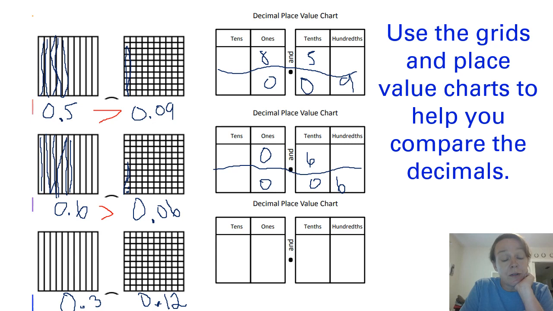All right, I'm going to let you think about it for a minute. I'm going to write it in the place value chart while you think about which one is larger.